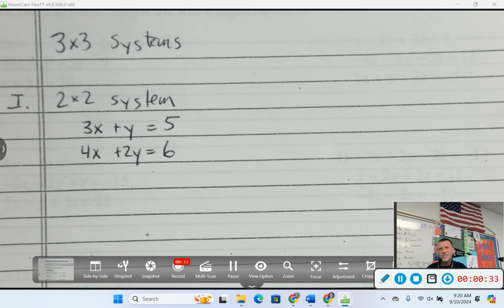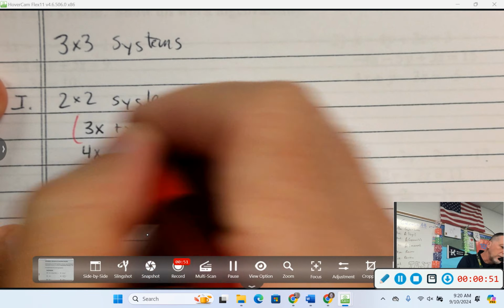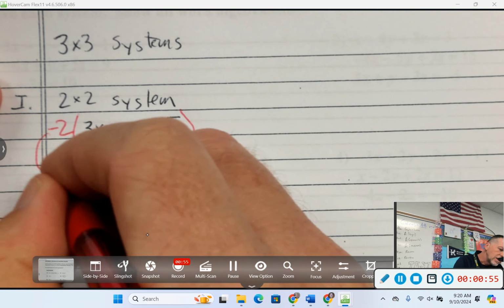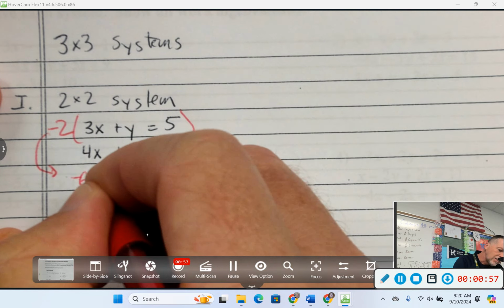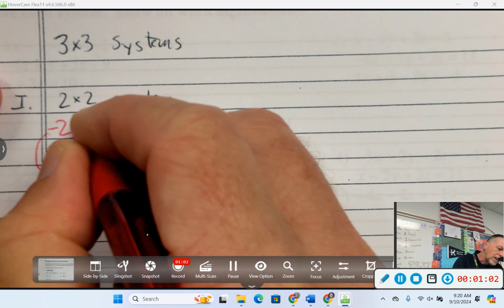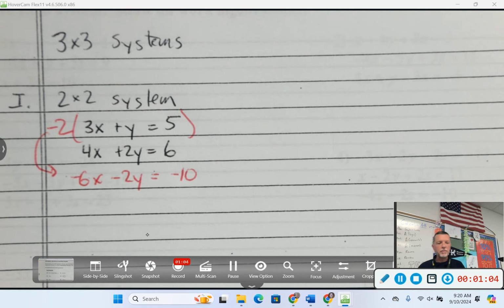All right, that's old news. We should be able to do this, but maybe it's been a while. What would you like to do in order to combine those? Do you remember what we could do? I like that idea. Madeline, why did you say that? I like that. What would that allow us to do? So negative 6x minus 2y equals negative 10.